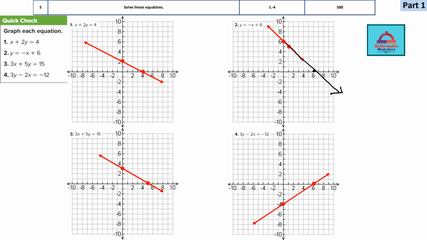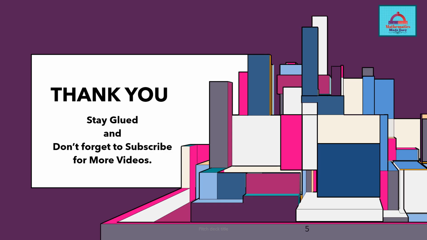So that completes our learning objective 5 on solving linear equations and doing their graph. That brings us to the end of this video. I hope you understood how you can draw the graphs of linear equations using the table of values and x and y intercepts.